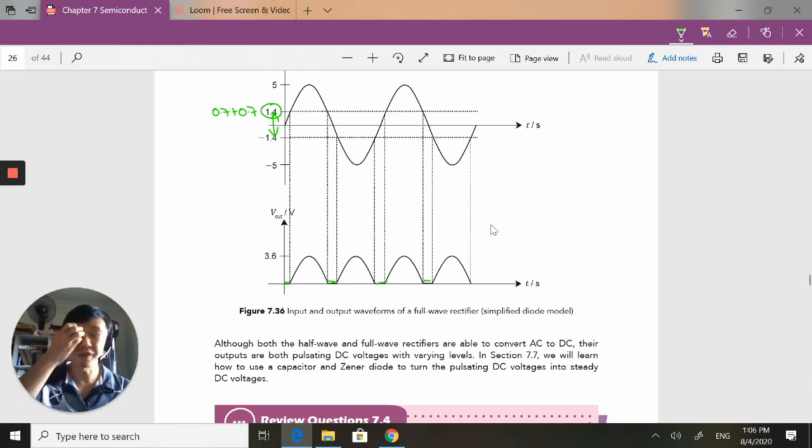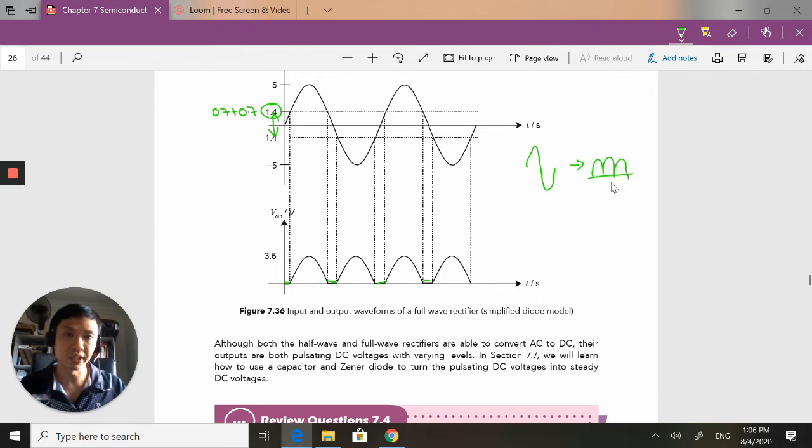Hopefully I've explained how a half wave and a full wave rectifier works. Remember, the goal is to change an AC into a DC. So what we've done is we have changed it into a DC.